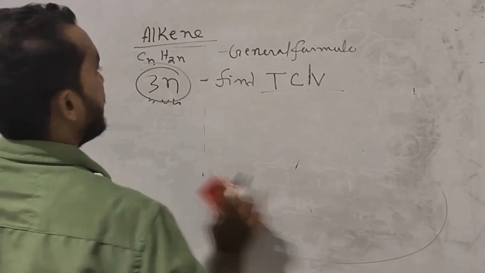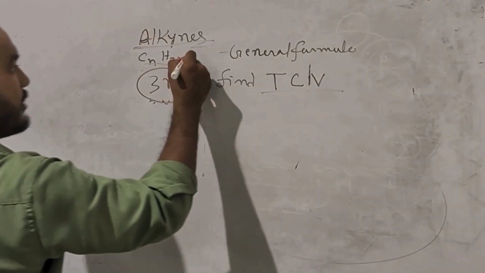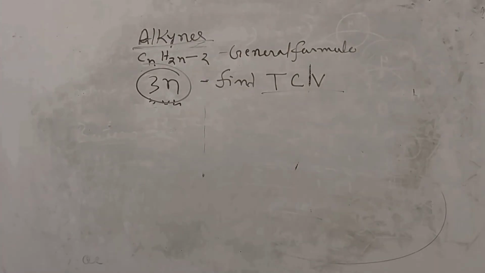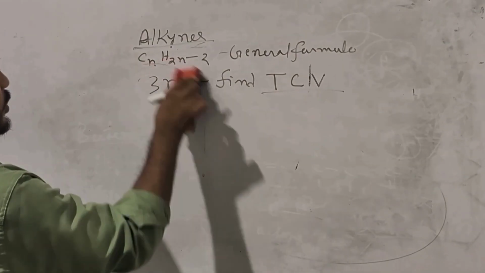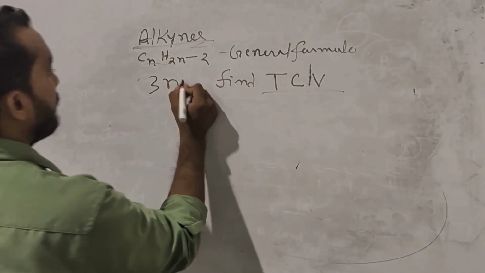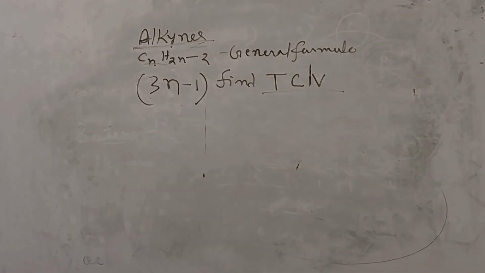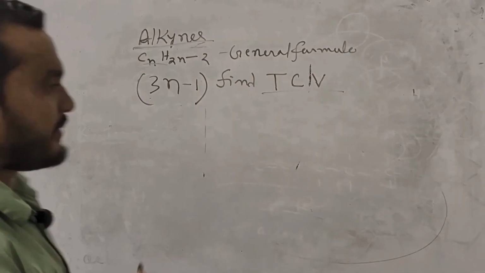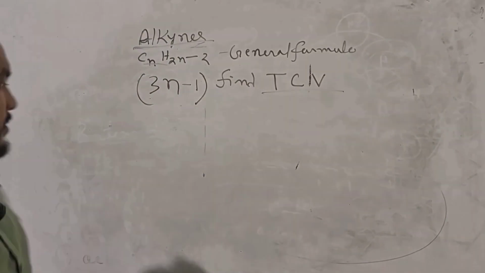Okay. Now let me check for the alkynes. What is the general formula of alkynes? CnH2n minus 2. This is the general formula. So the formula to find out the total covalent bonds will be 3n minus 1. Okay, so if in the exam they ask to find the total covalent bonds in case of butyne.